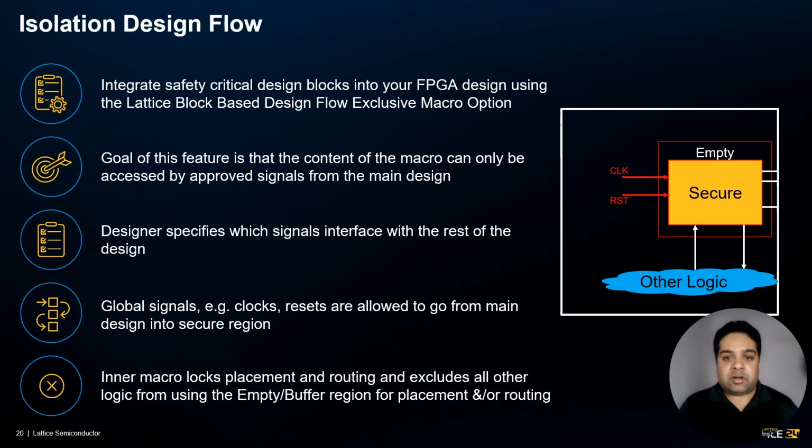Placement and routing lock. The inner macro locks placement and routing information, thus preventing any other logic from using the empty or buffer region for placement or routing. This exclusion is key to maintaining the isolation and security of the critical design blocks.